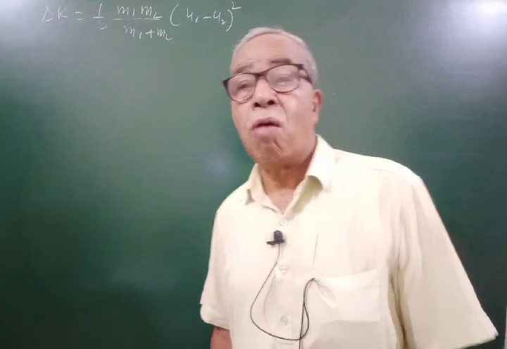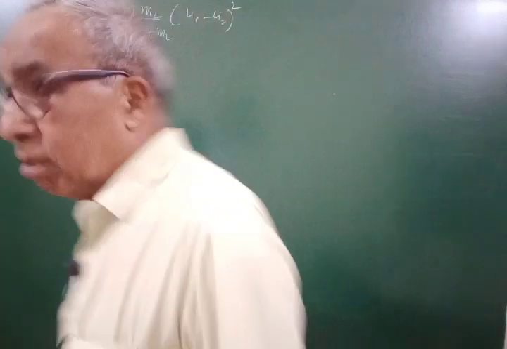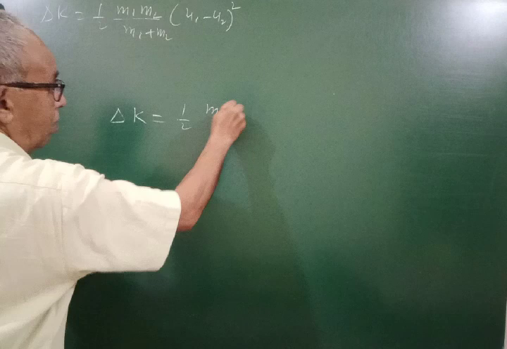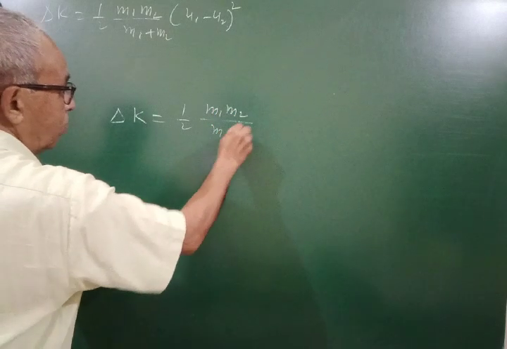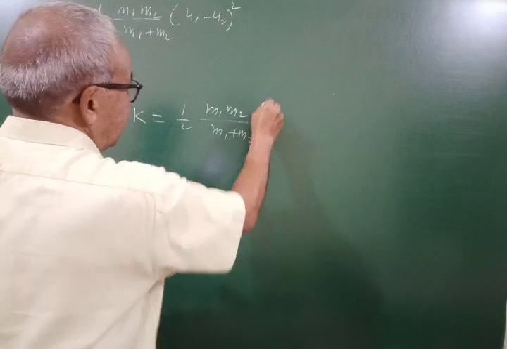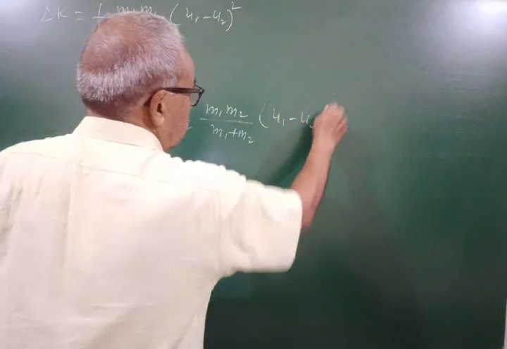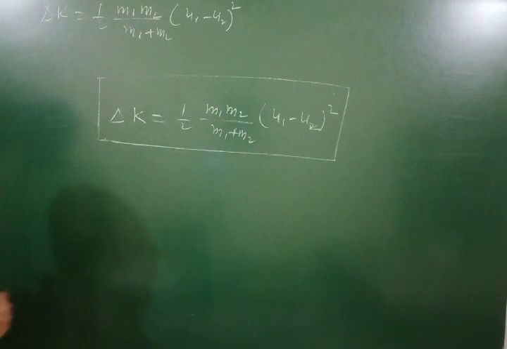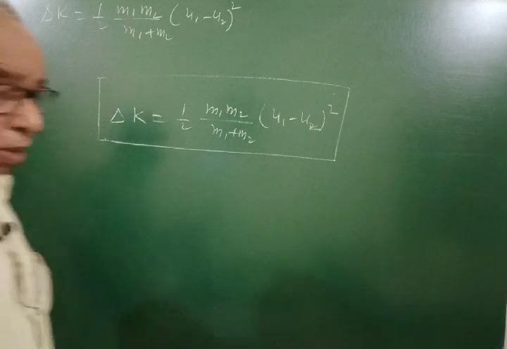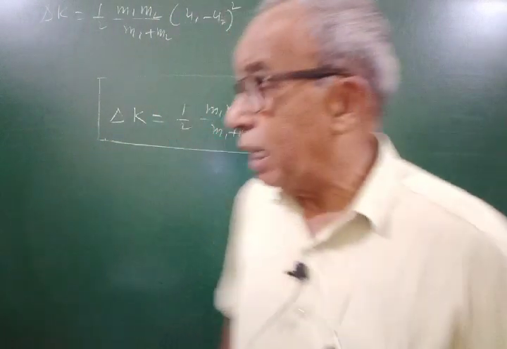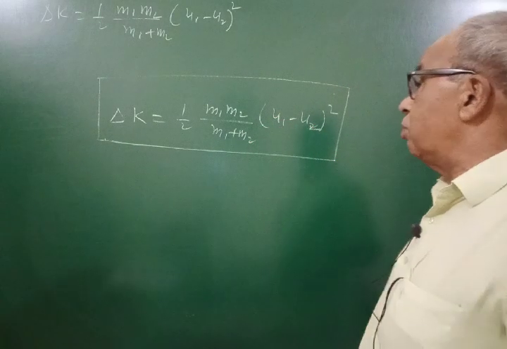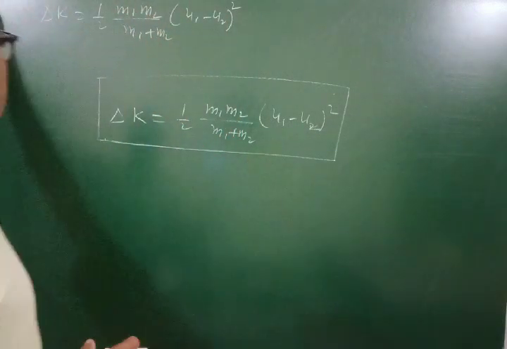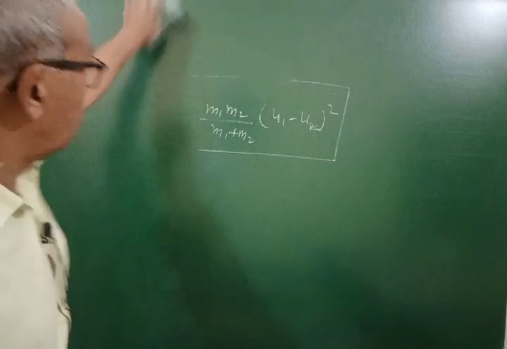having different potential. I have written it up above, I am telling you to remember it: the loss of energy is half m1 m2 upon m1 plus m2, bracket u1 minus u2 whole square. It is the case of head-on, perfectly inelastic collision. Any collision in one dimension which is perfectly inelastic. You will get such an equation many times if you are preparing for good exams, and I should say that you must try your best.